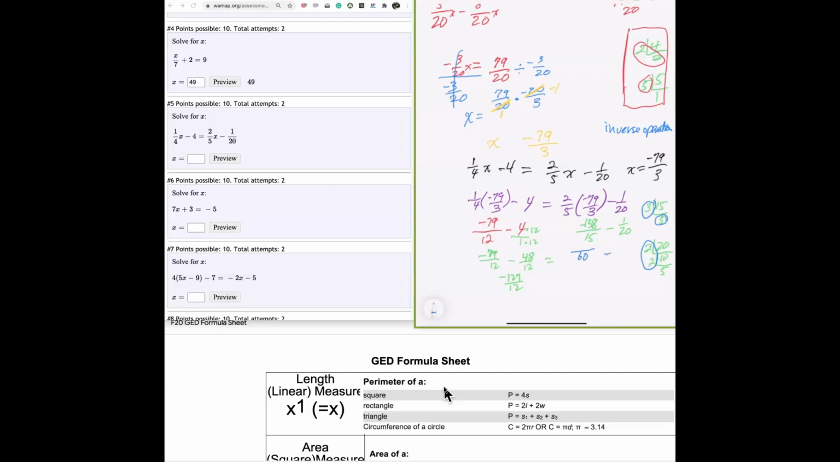We have something over 60 minus something over 60. And to take 20 up to 60, we have to multiply by 3. So same with the numerator. So we get 3 over 60 for the equivalent fraction. And over here we have 4. 15 times 4, negative 158 times 4.